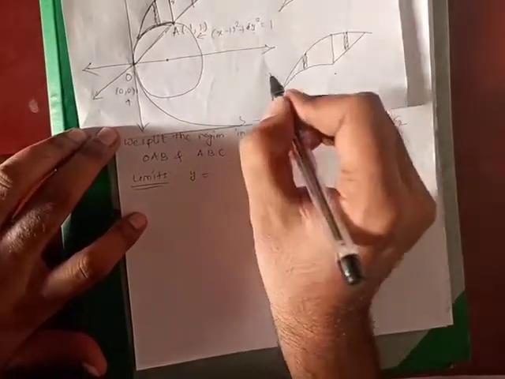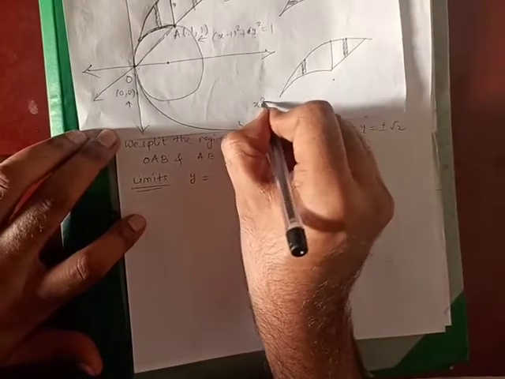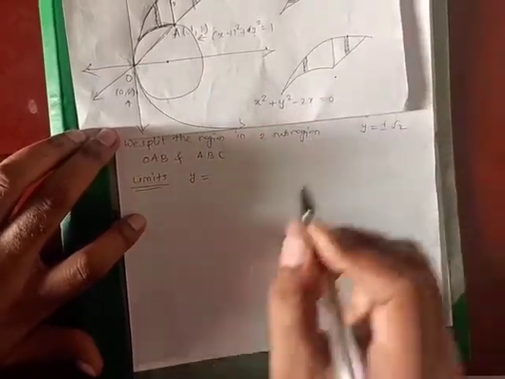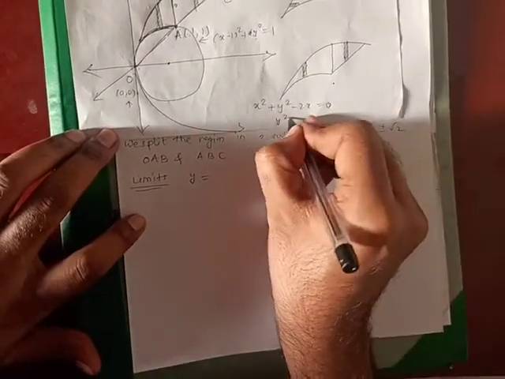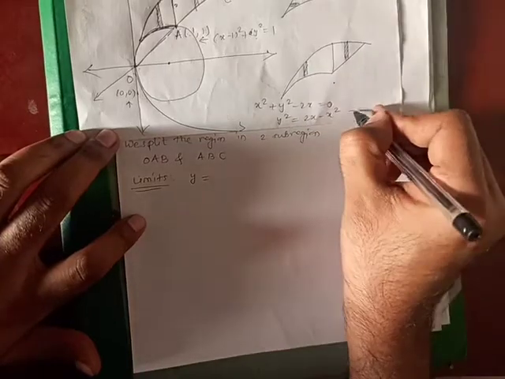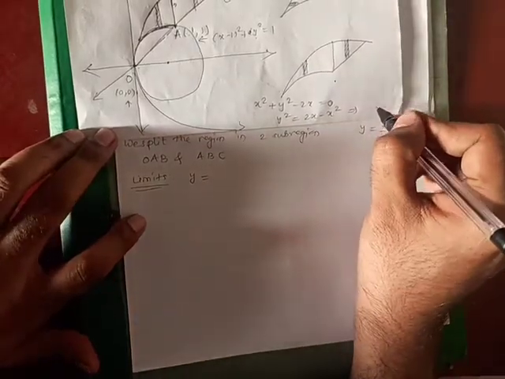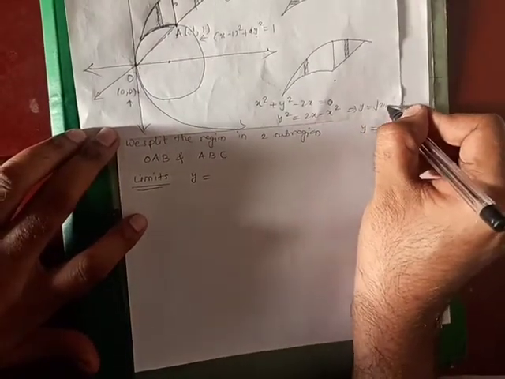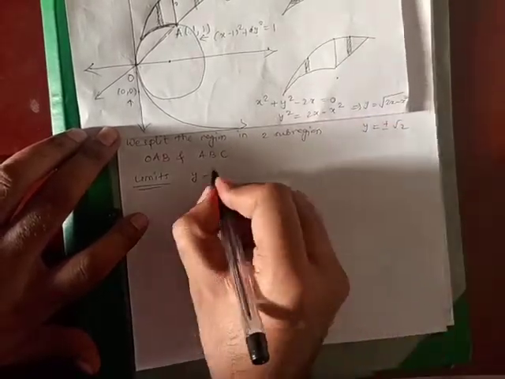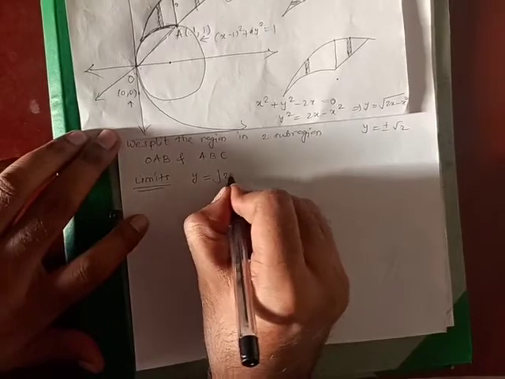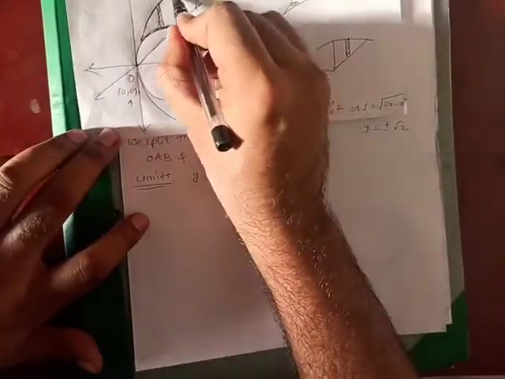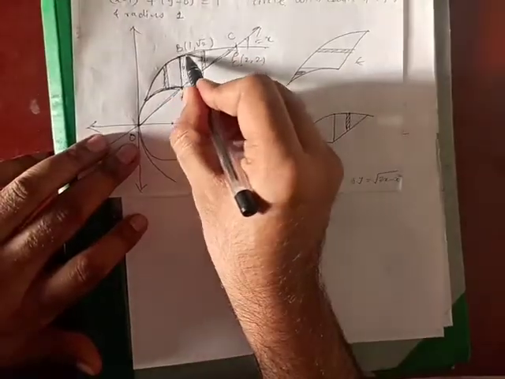This curve is also written as x square plus y square minus 2x equal to 0, right? So y square will be 2x minus x square. This implies what is the value of y? Y is under root 2x minus x square, and therefore the limit of y will vary from root 2x minus x square to this one, this curve.